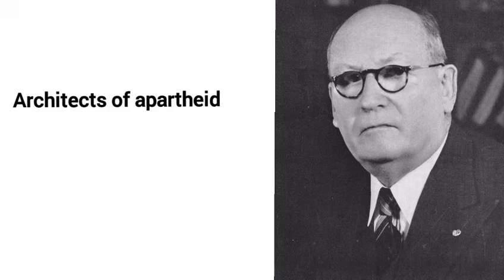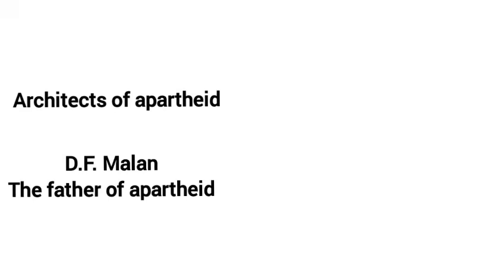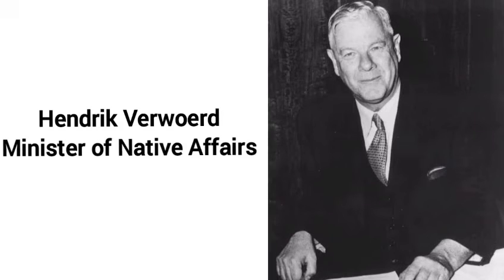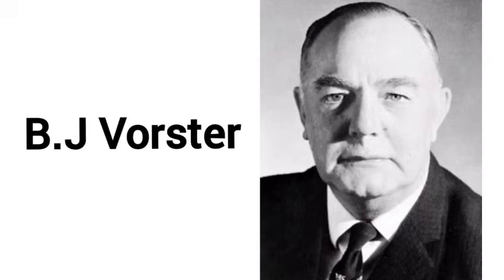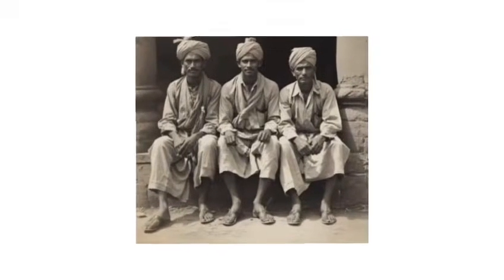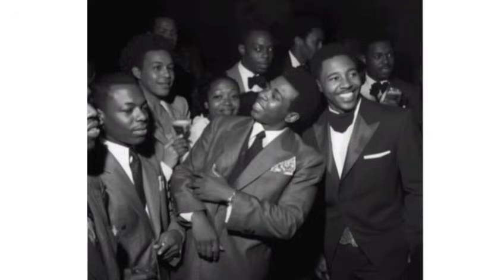The architects of apartheid were men like D.F. Malan, Prime Minister and the father of apartheid; Hendrik Verwoerd, the Minister of Native Affairs, later Prime Minister, known as the brain behind apartheid laws; J.G. Strydom and B.J. Vorster, who tightened the system even more. They created laws that categorized everyone by race: white, black, African, colored, mixed race, Indian, Asian. Where you could live, work, love, and even walk, all decided by your color.